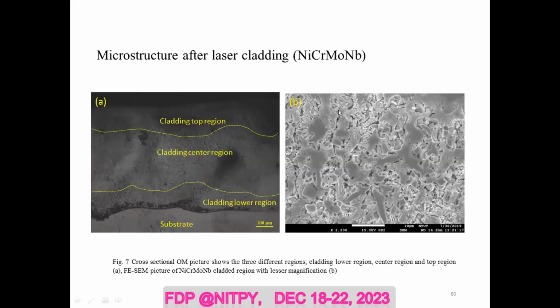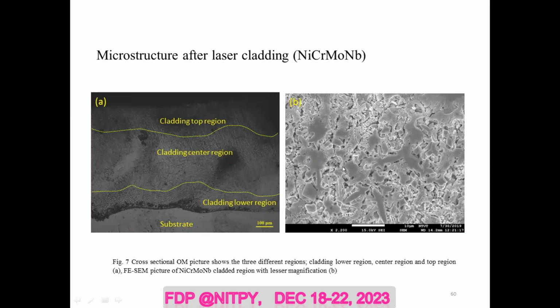Here you can see the microstructure after the laser cladding process. The cross-sectional OM images show three different regions: the cladding lower region, the cladding center, and the cladding top region. All three regions show different structures. Here we have taken the clad center region. The magnified view in B shows the cladding center region.